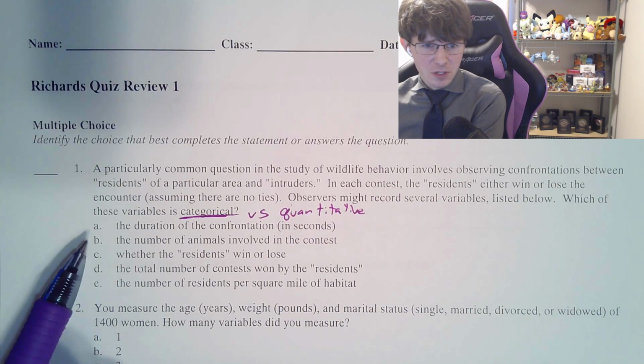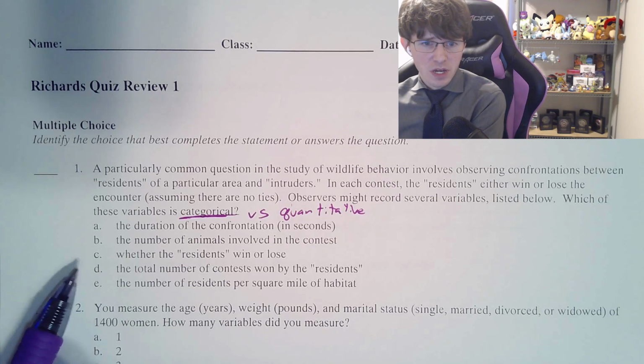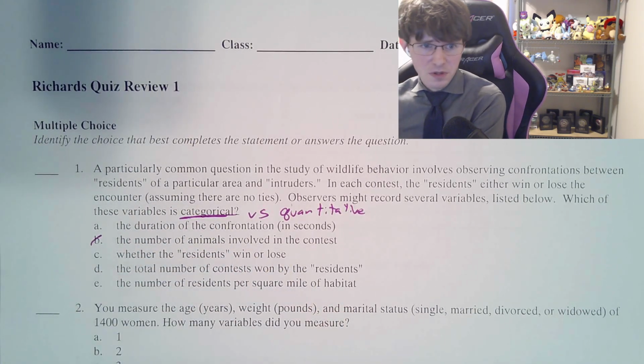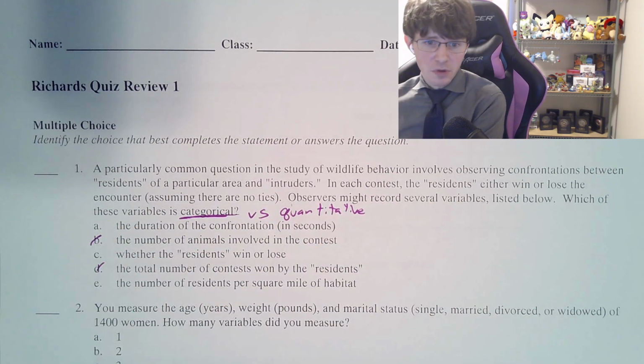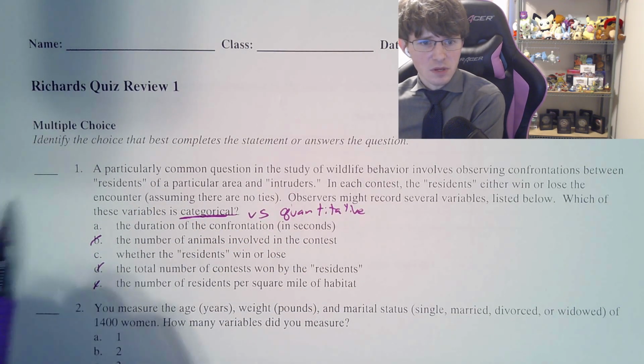So first of all, the letters B, D, and E all say the word number. So we kind of know right away the number of animals, that's definitely a quantitative variable, it takes on a number. The total number of contests, definitely again. The number of residents, okay, fine. All of these are definitely quantitative. So now it's going to be between one of these.